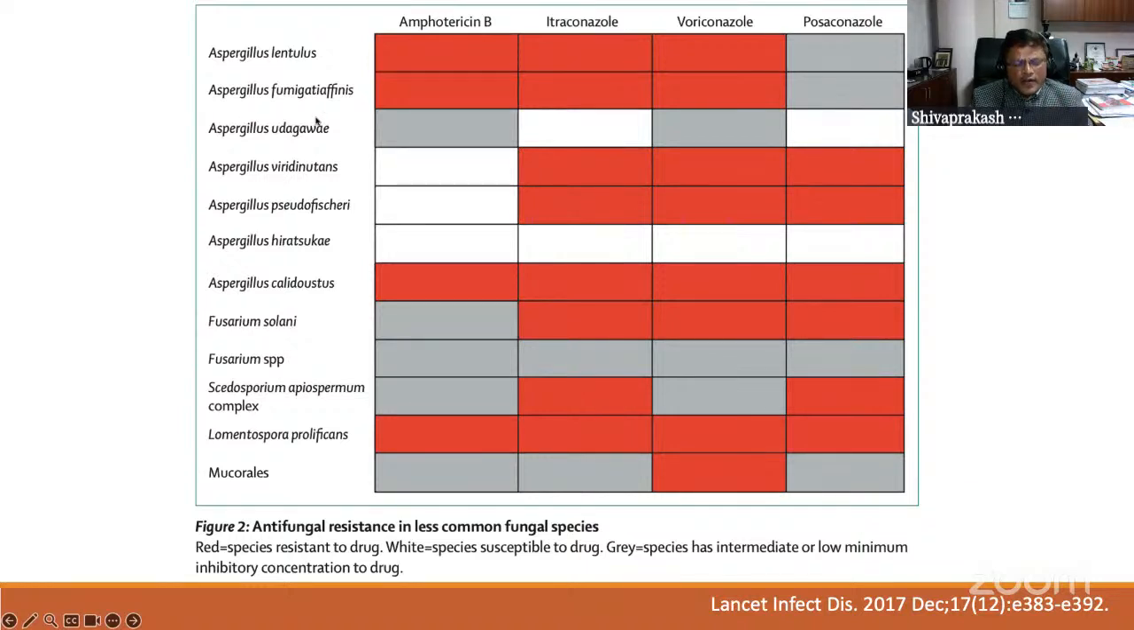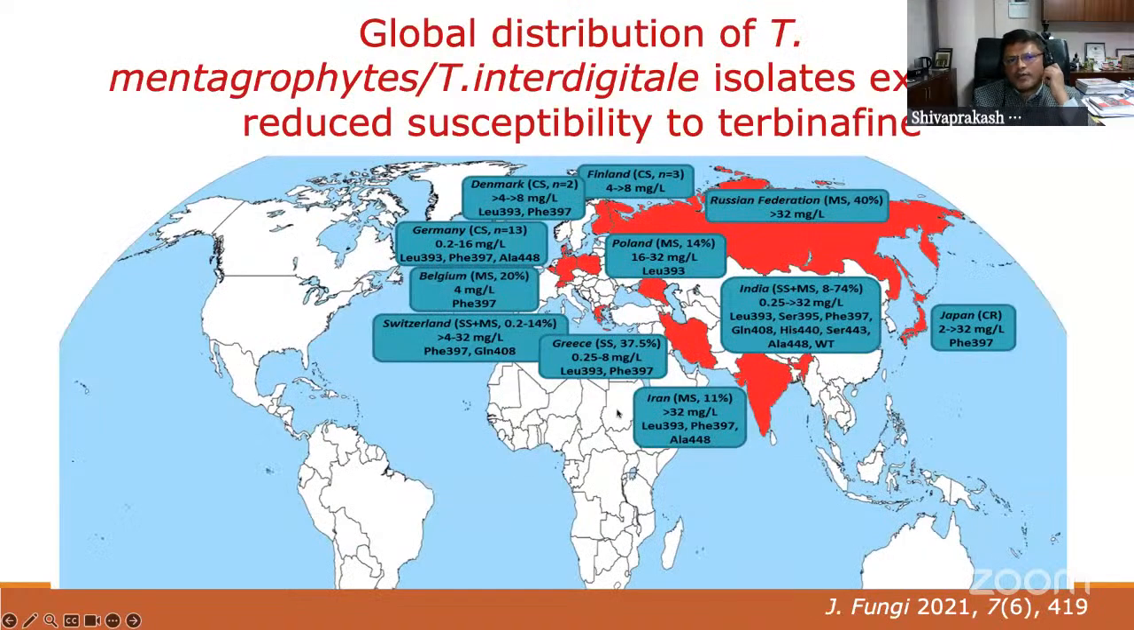So if you can identify it to the species level, consider this particular table. See Aspergillus calidoustus, it is in the ustus group, and you can see it is resistant to all the major antifungals that have been used. And also we do have some problem with Scedosporium; I'm not going into it now, I'll come to it later.